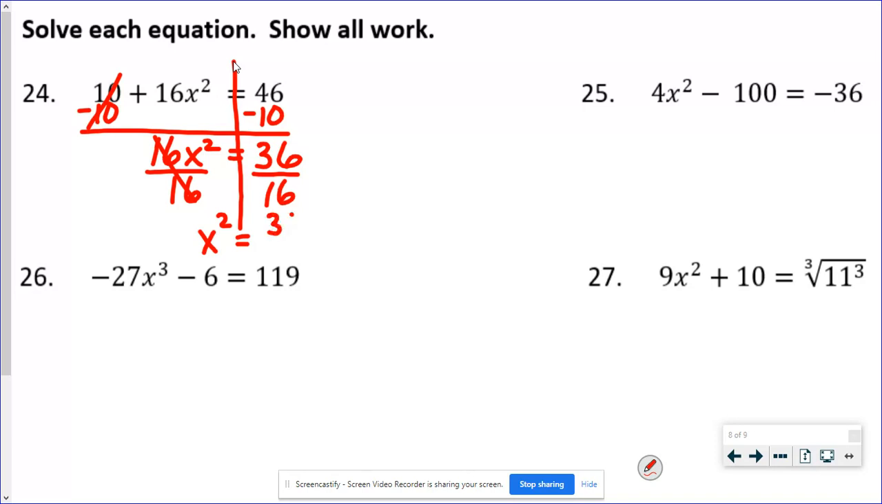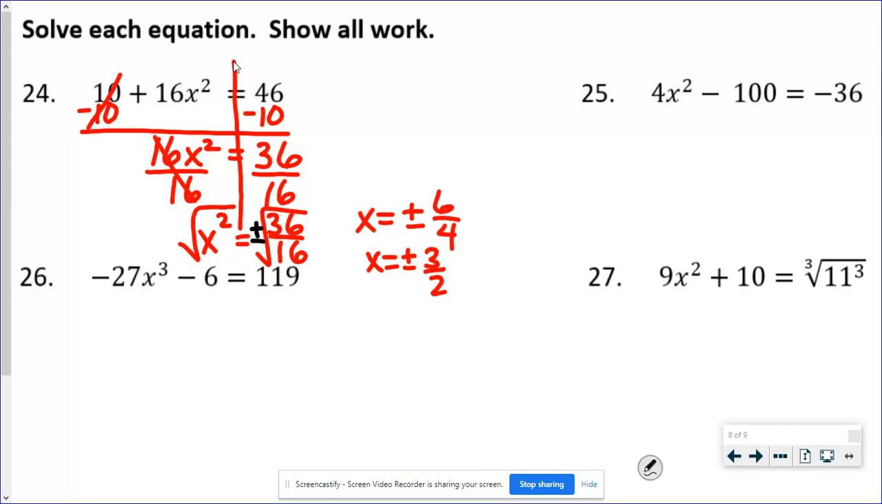So I've got 36 over 16. And then I would take the square root. Here's the thing, I'm going to draw this in a different color, plus or minus. You have to put the plus or minus in. If you take the square root, you put in the plus or minus. So x is going to be equal to plus or minus the square root of 36, which is 6, over the square root of 16, which is 4. That's not simplified though. So I would get that x equals plus or minus 3 over 2.